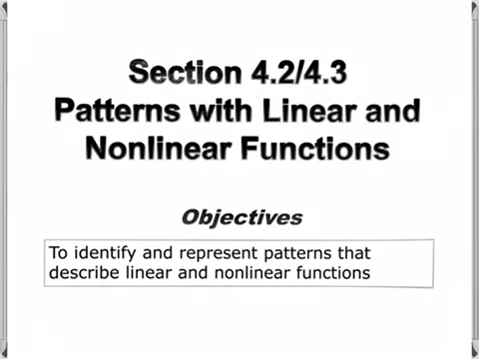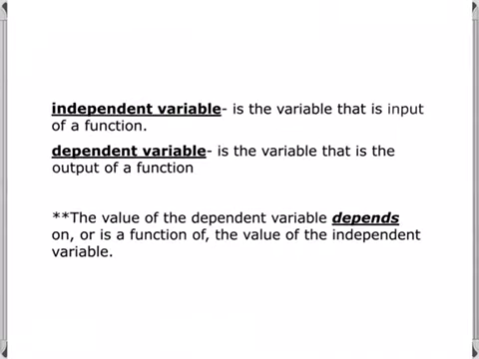Section 4.2, 4.3, Patterns with linear and nonlinear functions. The independent variable is the variable that is the input of a function. The dependent variable is the variable that is the output of the function. The value of the dependent variable depends on, or is a function of, the value of the independent variable.